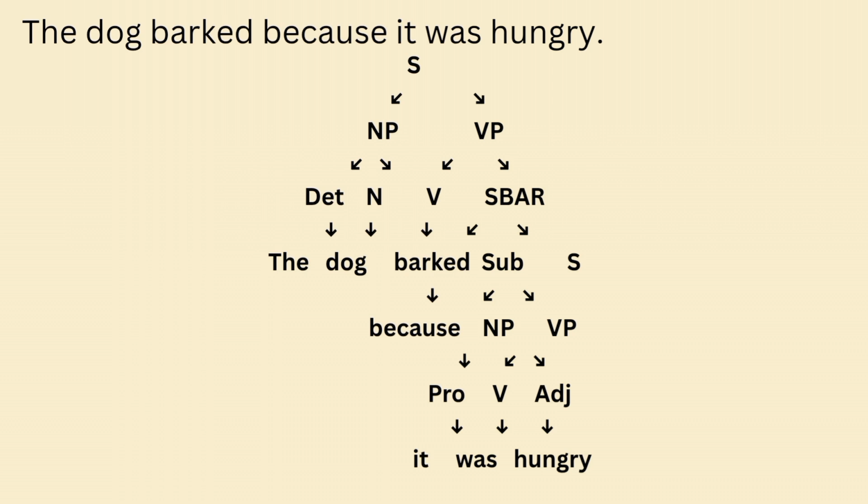So the tree shows how one sentence depends on the other. The independent clause is the main trunk of the tree, while the dependent clause is attached like a branch. This makes complex sentences different from compound sentences. Compound sentences link two equals, while complex sentences link the main clause and the dependent clause.